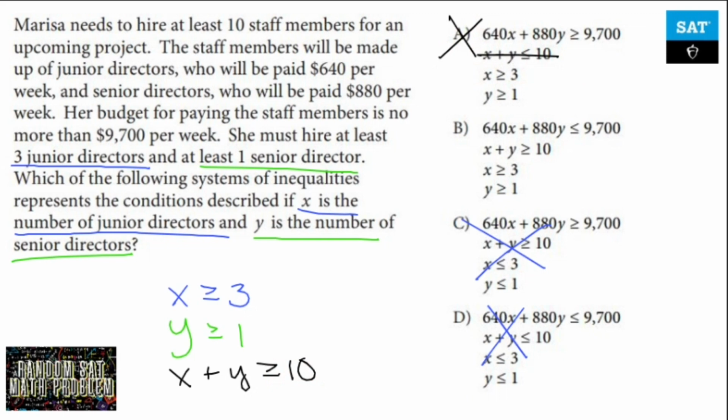And just for fun, let's do that final inequality. The junior directors, which is X, are paid $640, so 640X. The senior directors are paid $880, so 880Y. And her budget for paying is no more than, so less than or equal to, $9,700. So there you go.